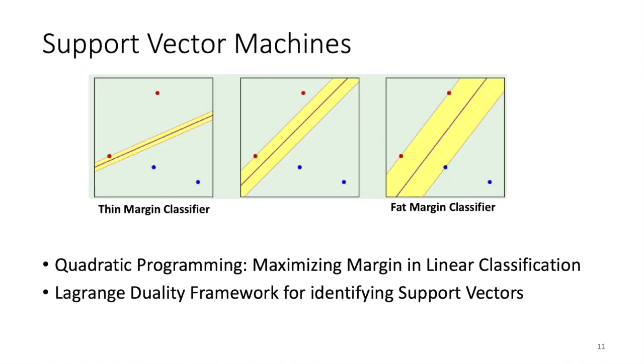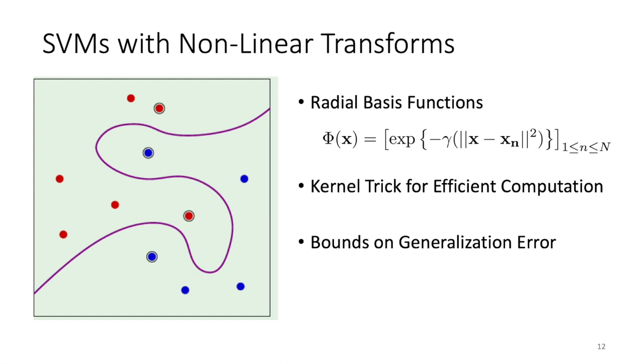All right. After your midterm, you're going to learn about support vector machines, or SVMs. You're going to use some quadratic programming and the Lagrange duality framework to find the exact margin you'll use to find your classifier and your support vectors. So this would be after your midterm. Also, we can use SVMs to apply nonlinear transformations, and you're going to learn about them as well.